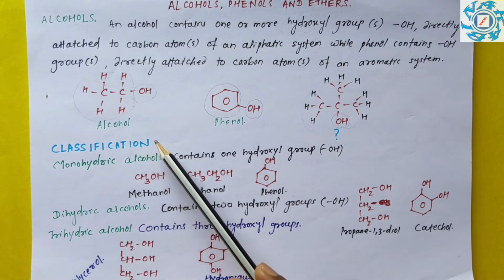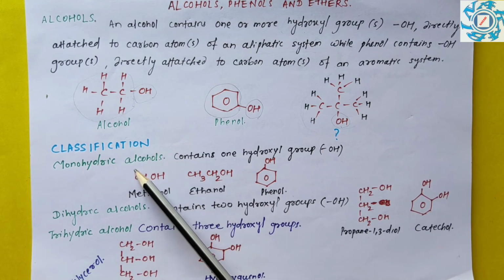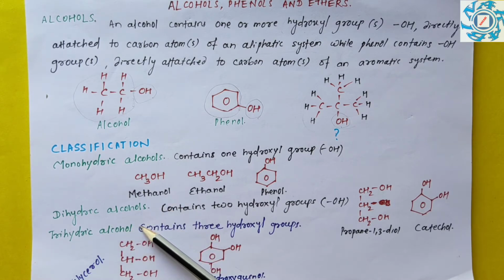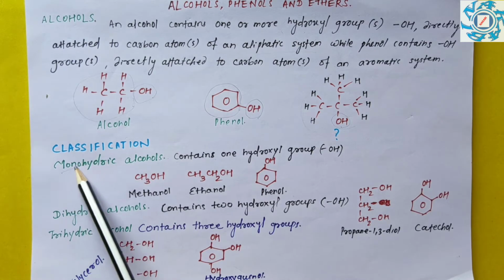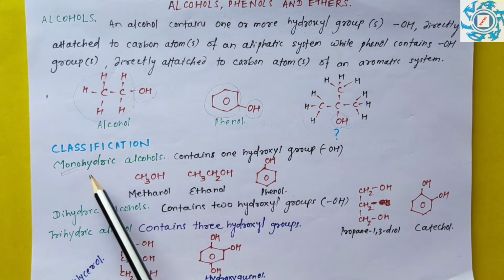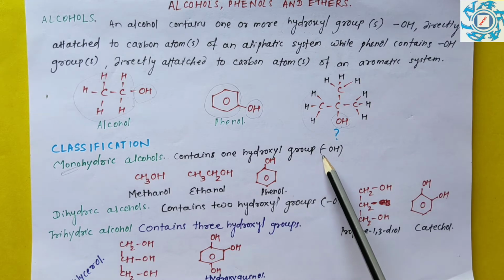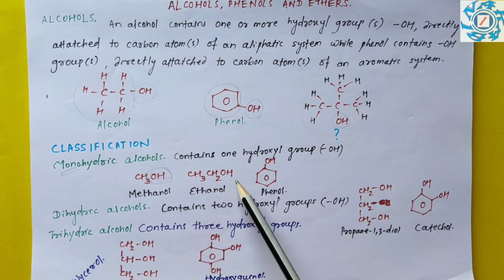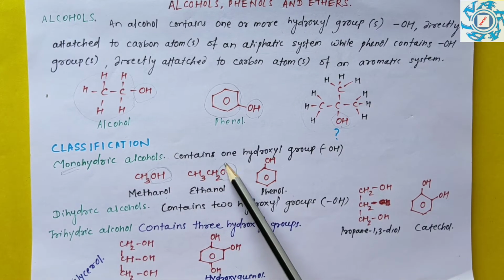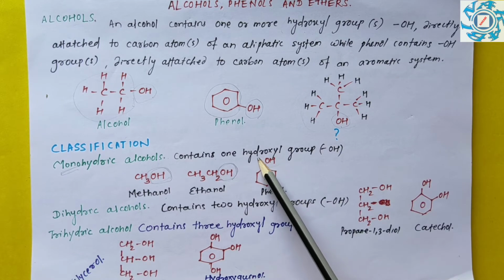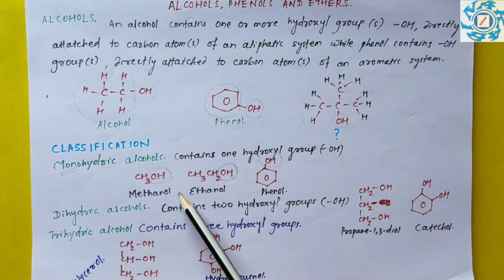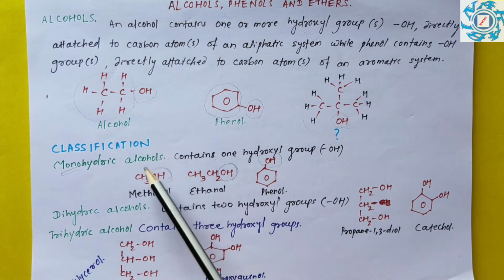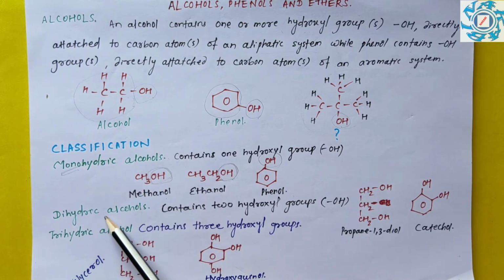Alcohols can be classified depending upon the number of OH present, that is monohydric alcohols, dihydric alcohols, trihydric alcohols. So let's see what is monohydric alcohol. From the very name, mono means one OH group must be there. That means it contains one hydroxyl group. You can see methanol. Here only one OH group is present. Here ethanol. In ethanol only one OH is present. In phenol also one OH is present. So these examples come under what? Monohydric alcohols.